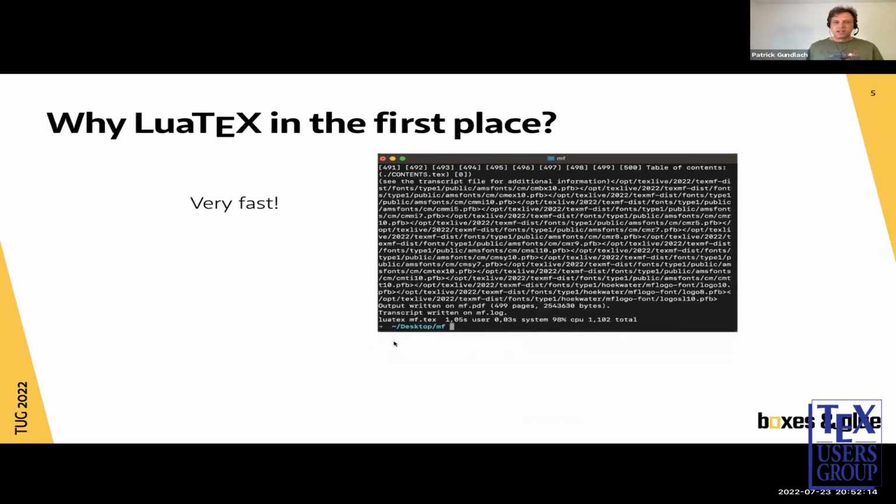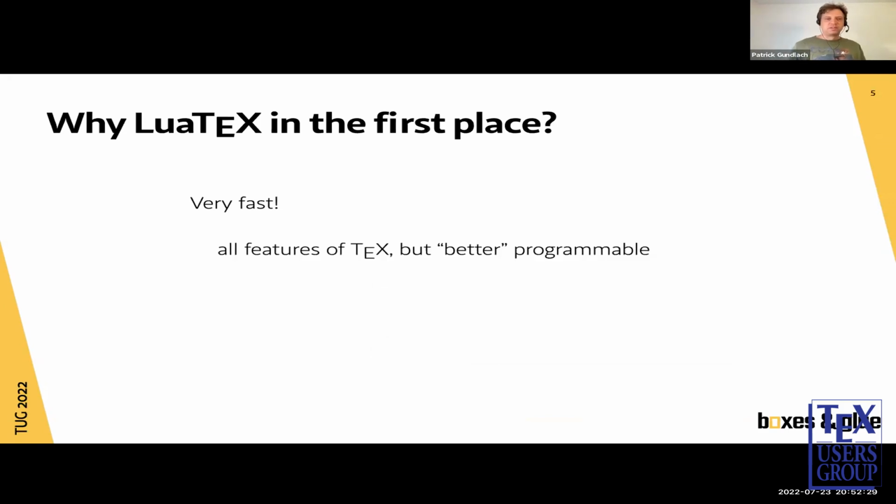So it's 499 pages, and it takes about, that's the last line, 1 second, a bit more than 1 second to create almost 500 pages in LuaTeX. And I think this is really, really fast. LuaTeX also has all the features of TeX, but I think it's better programmable. I don't like the input language of TeX very much. And LuaTeX is very flexible. You can create almost any PDF code you want, to comply with a huge range of PDF standards.